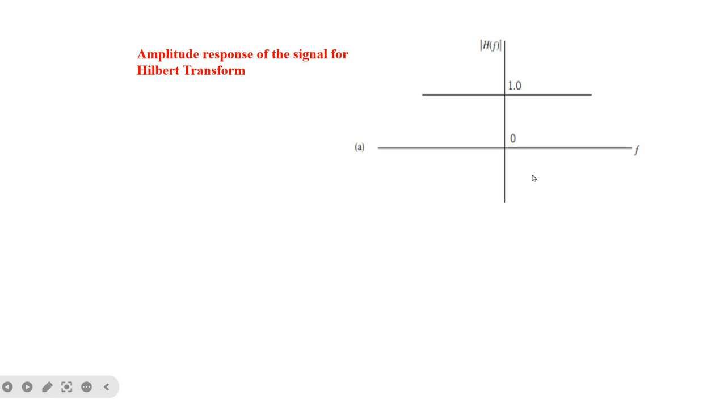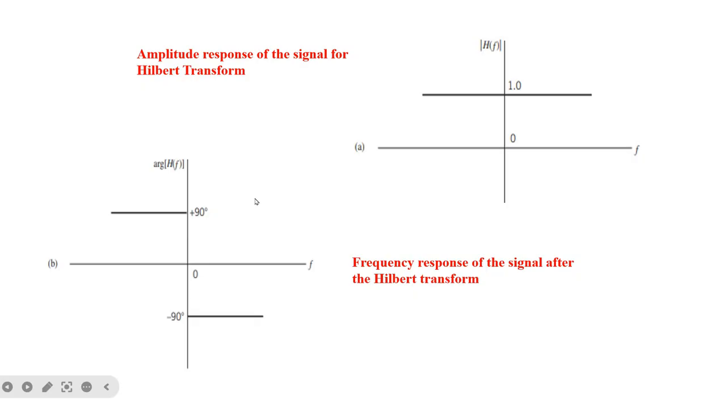Now here, therefore, here there is a pictorial representation of the amplitude response of the signal for the Hilbert transform, where we can see the amplitude is not affected. Okay, it is not affected. So here the amplitude remains constant.